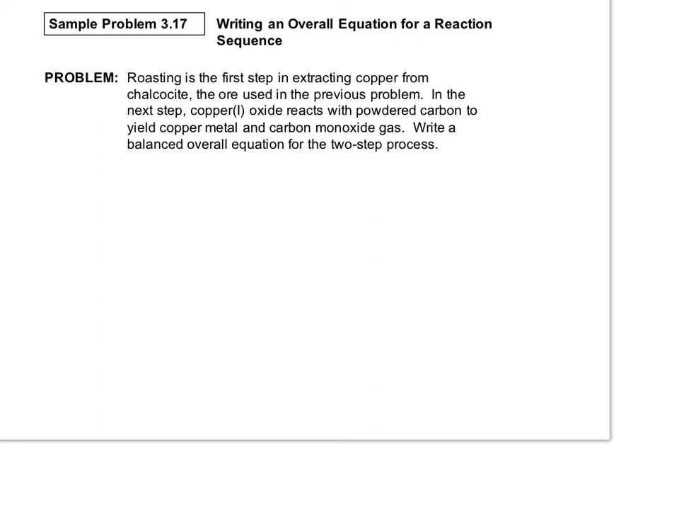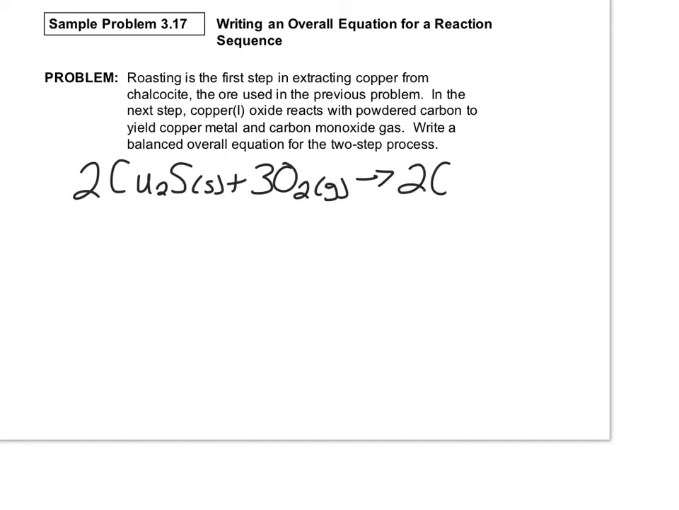So the first step, that's the one we've been talking about in the past few sample problems. I'm going to go ahead and rewrite that up here. 2 copper sulfide, and that was a solid, plus 3 O2, and that was a gas, yields 2 copper 1 oxides, and that was a solid, a white powder, plus 2 SO2 gas, sulfur dioxide. So that was step 1, and I'm going to put a 1 there.